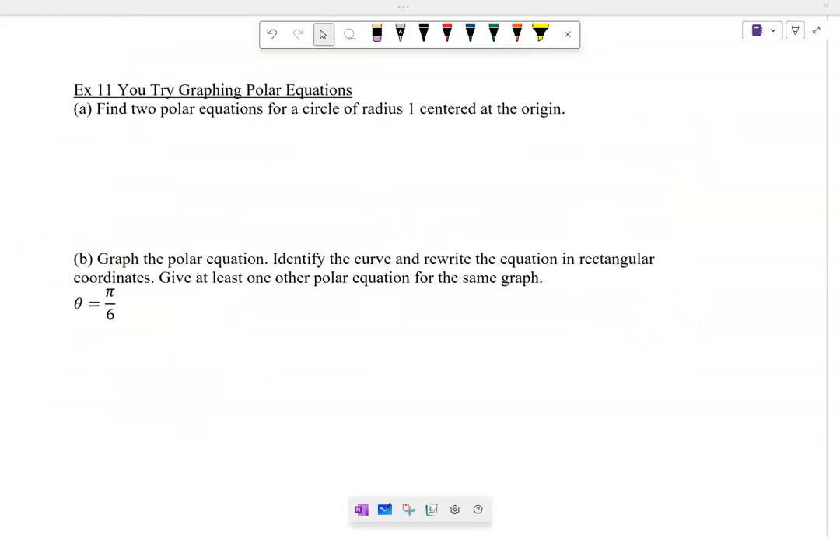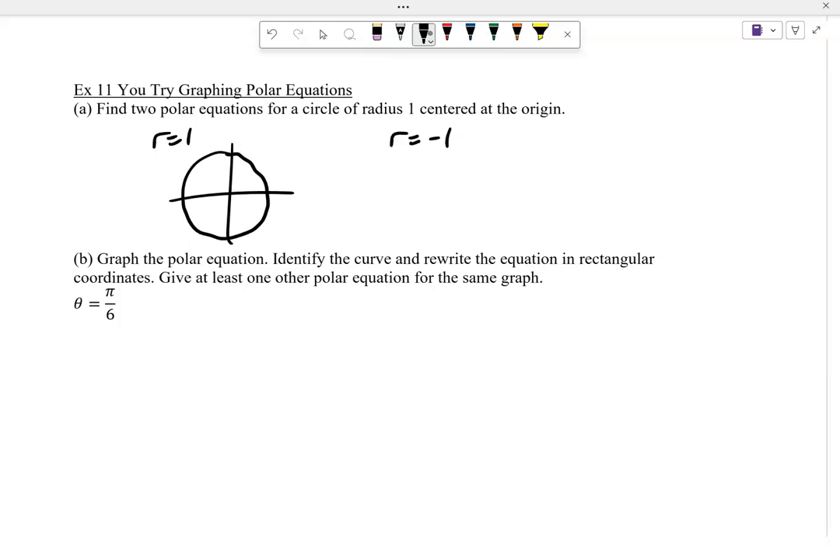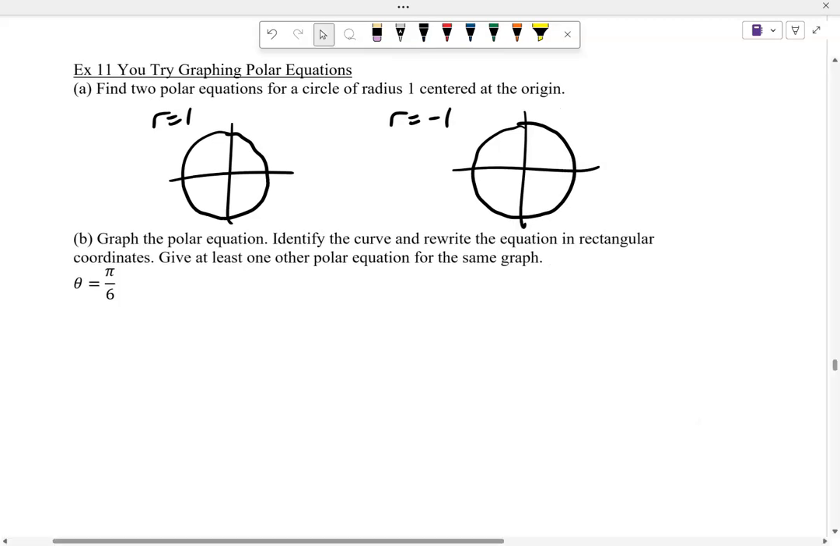So find two polar equations for a circle of radius 1. If you remember back, we had r equaling 1 would be radius of 1 centered at 0. So you could also have r being negative 1. That's another one, centered at 0, radius of 1. Let's go ahead and graph this polar equation.